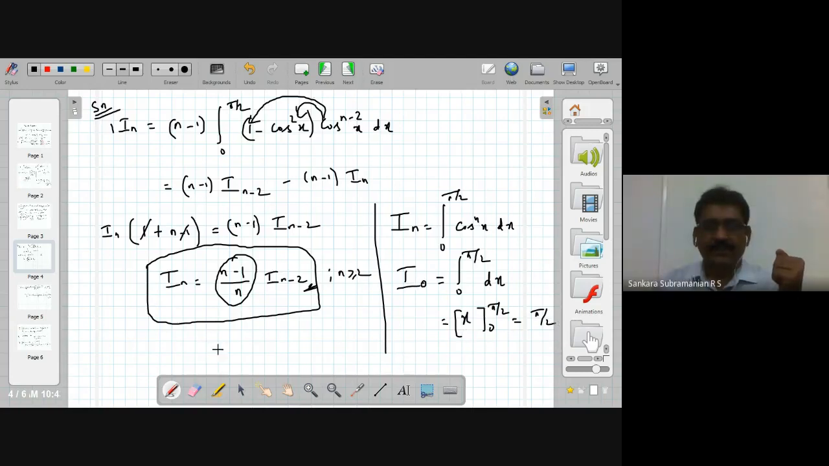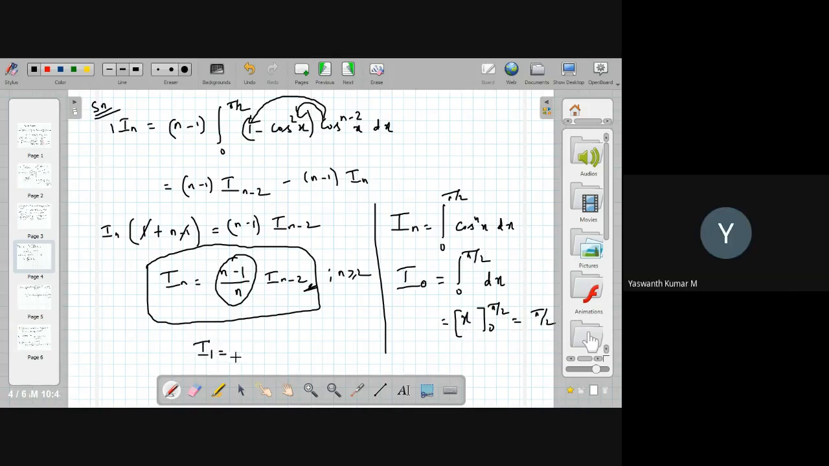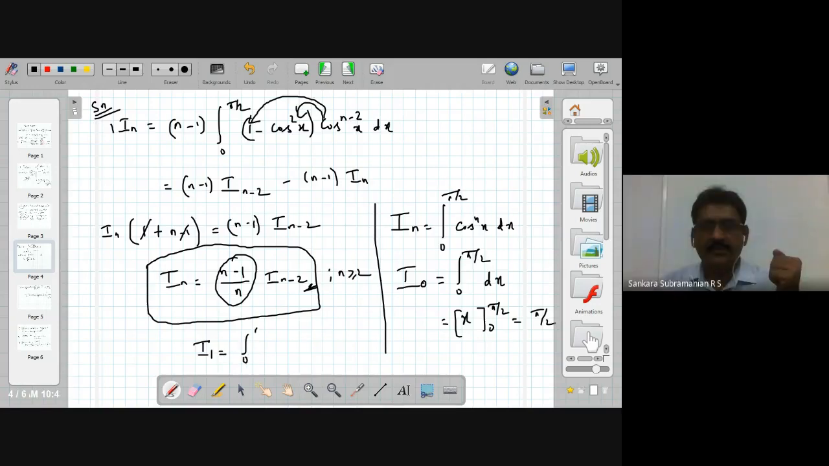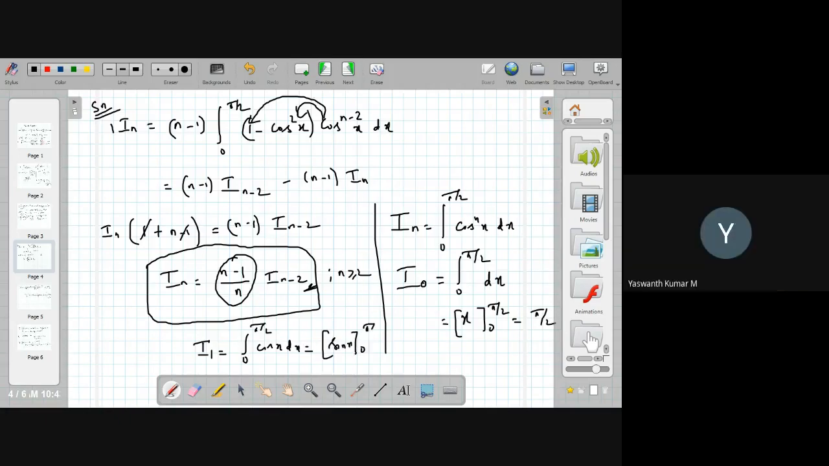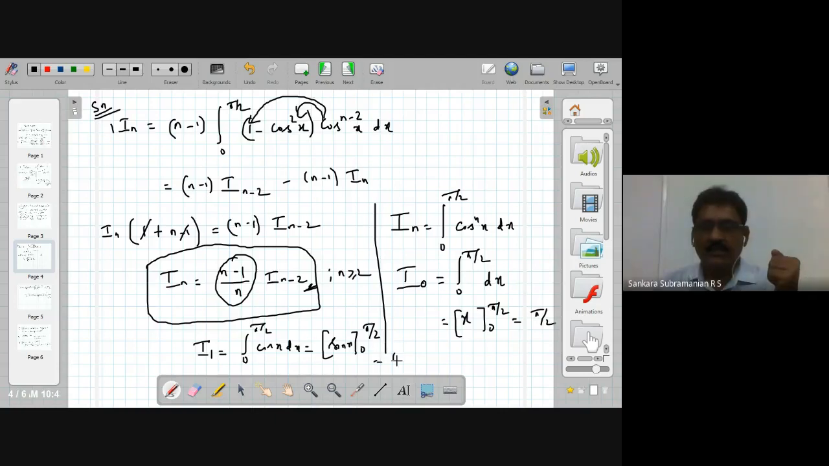Similarly, I1 equals integral 0 to pi by 2 cos x dx. Integration of cos x is sin x. Take the limits 0 to pi by 2. Upper limit is 1, lower limit is 0. You get 1.